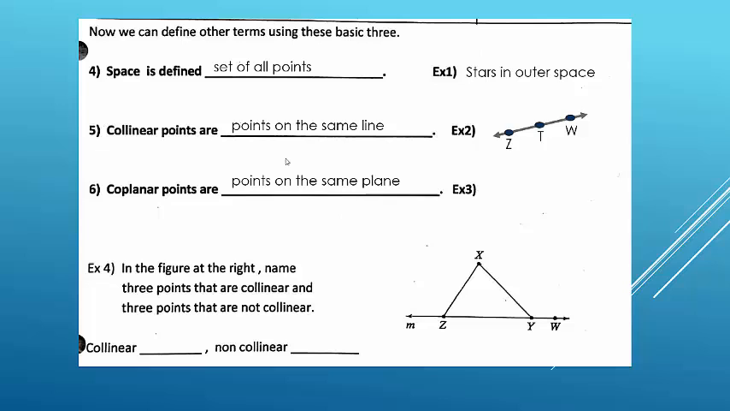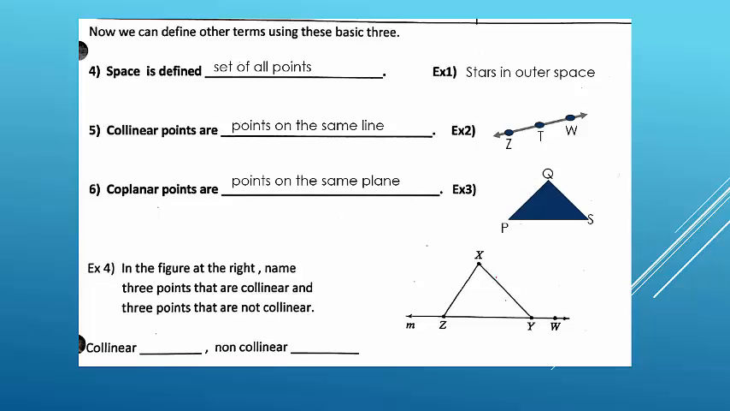Coplanar means points on the same plane. So if I draw a triangle, for example, it is a plane because it has 3 points. So we see the letters Q, P, and S. They're all on the same picture, so they are on the same plane. And again, we'll practice with that.